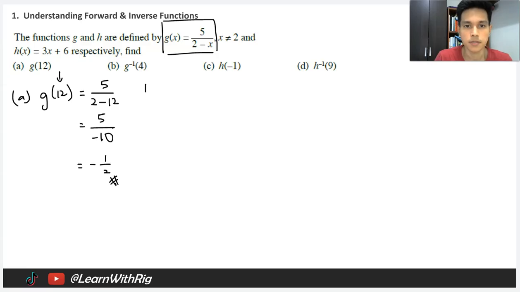Okay. Now B. Now this is a tricky question. If you understand the concept of inverse function, then you will understand this very well.